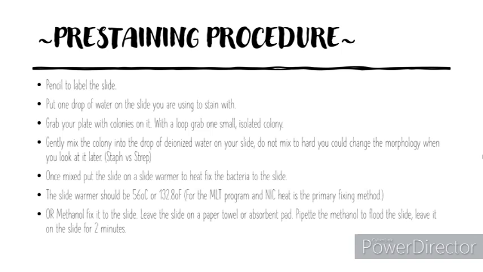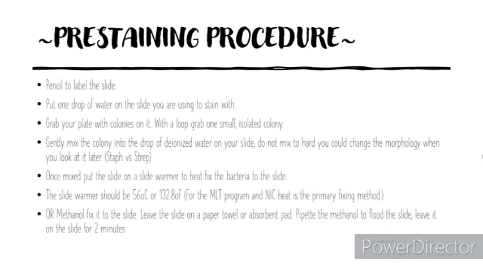After we label the slide, we're going to put 1 drop of water for each patient slide that we're going to work with. Then we're going to grab the plate with either the patient or QC on it. So we can grab it with a loop, or different types of loops like wire loops or plastic disposable loops. And there's also loops with different sizes.